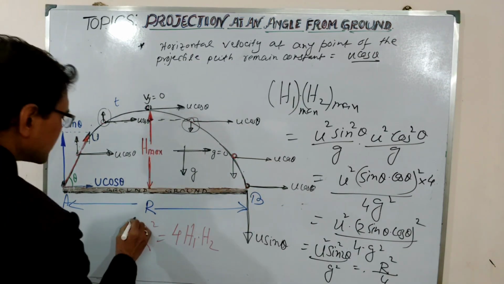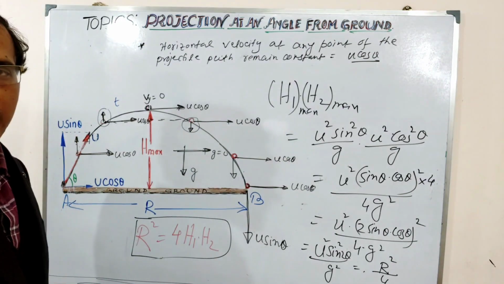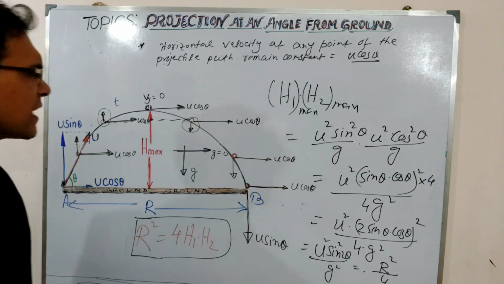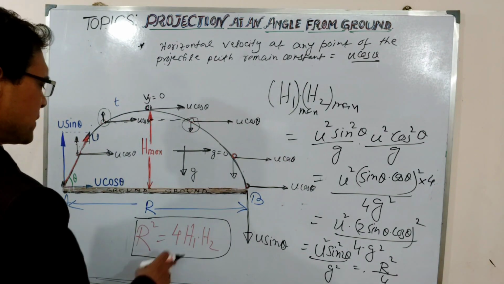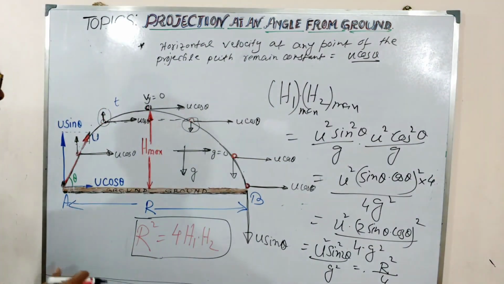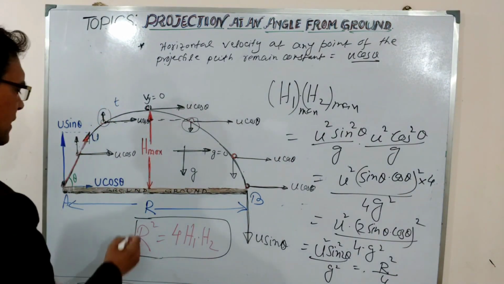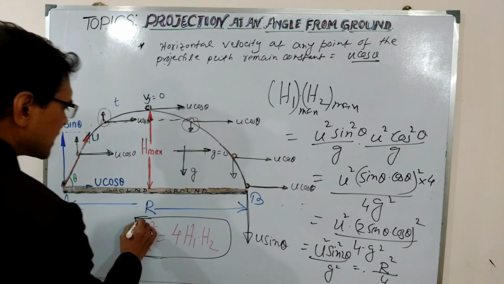This formula is important to solve MCQ problems. So if h1 and h2 be the maximum heights attained at angles theta and 90 minus theta, by two specific angles for which the ranges are the same, then the relation between h1, h2 and R will be this.